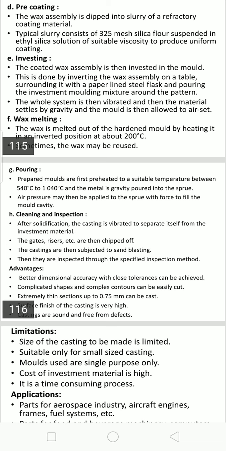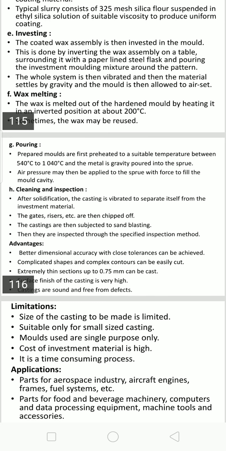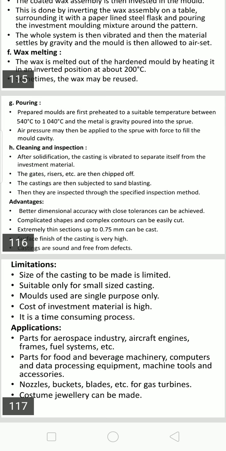Coming to the limitations, the size of the casting is limited, suitable only for small to medium sized castings. Molds are single purpose only. Once you use it, you have to collapse it. Every time you are required to use a new mold with a new wax pattern. The cost of investment is very high compared to all other molding processes. It is also time consuming, because drying the mold takes more than 8 hours, and more than 10 hours per cycle it may take. So it is a lengthy process.